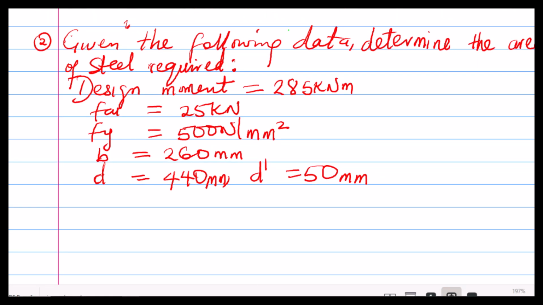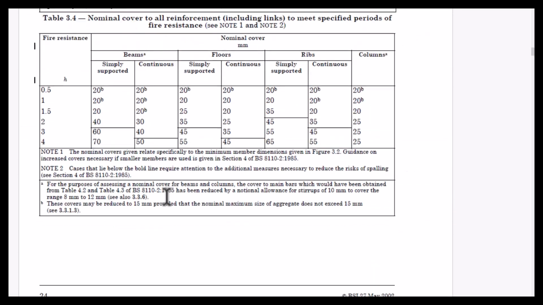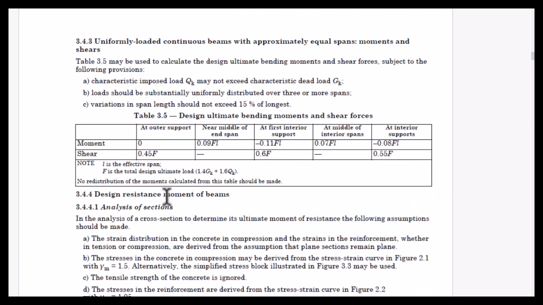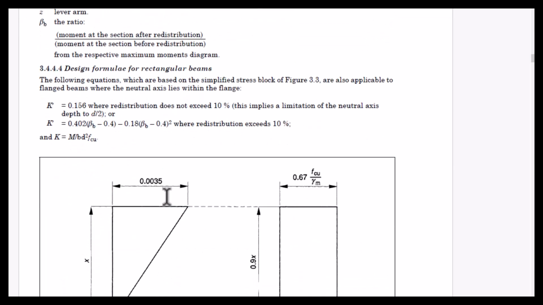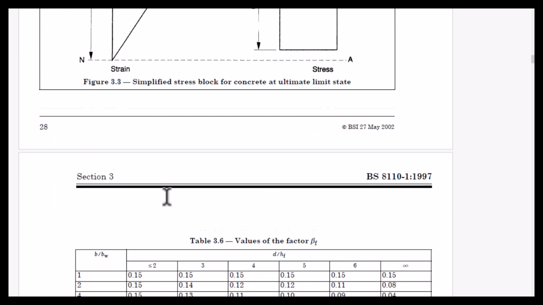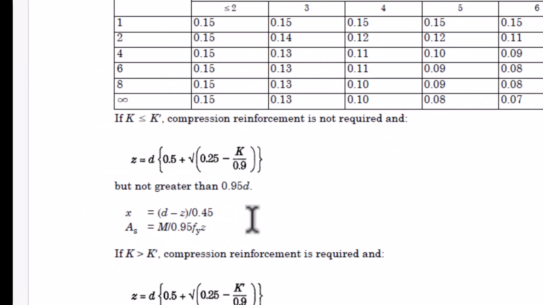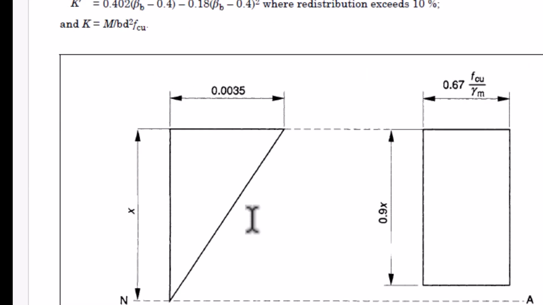From the BS code, where we have K prime equals 0.156. And here we have a condition that says if K is less than or equal to K prime. But the question is, where is our K? Our K is given as K equals M over BD squared FCU.